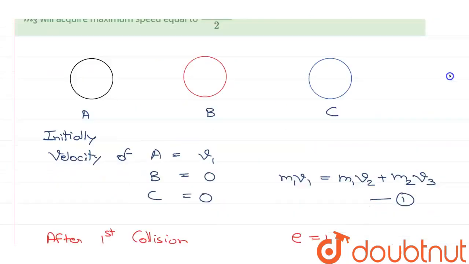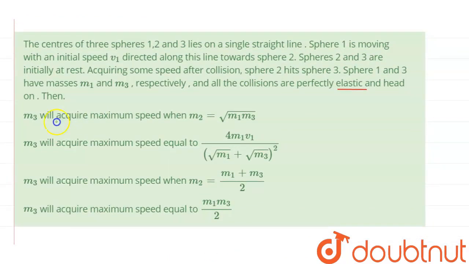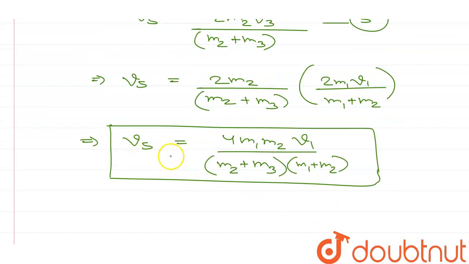Now the options say that m3 will acquire maximum speed when m2 is equal to root m1 m3, or m3 will acquire maximum speed equal to 4 m1 v1 upon (root m1 plus root m3) whole square, which means the options are regarding the final speed of mass m3, that is the sphere C, and the final speed of mass m3 is v5. So we have to maximize this v5 and we have to find the conditions regarding that.